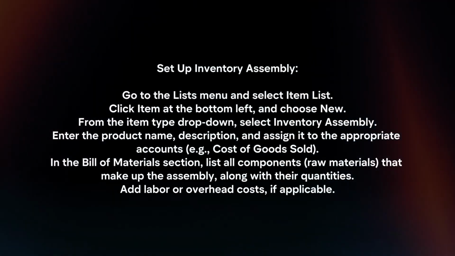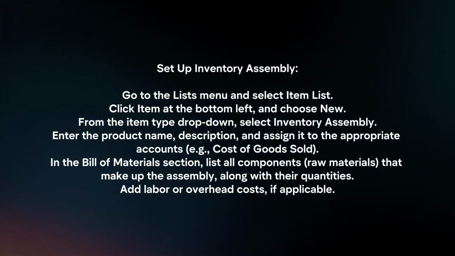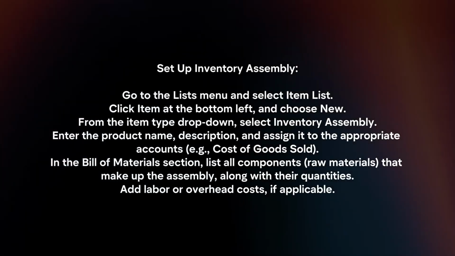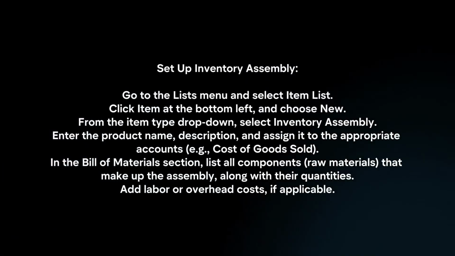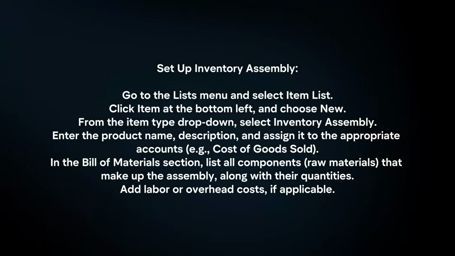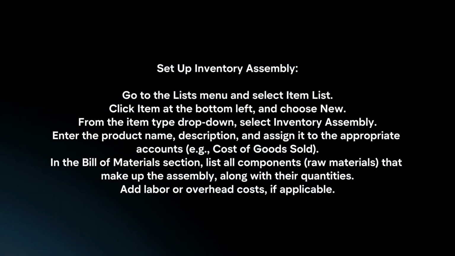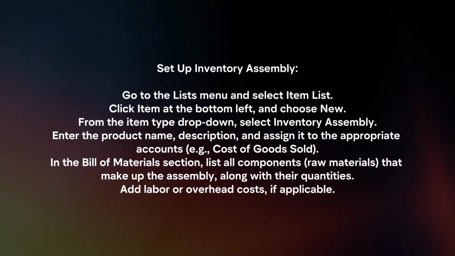Set up Inventory Assembly. Go to the List menu and select Item List. Click Item at the bottom left and choose New. From the Item Type drop-down, select Inventory Assembly. Enter the product name, description, and assign it to the appropriate accounts.